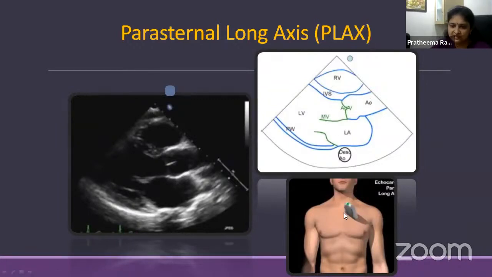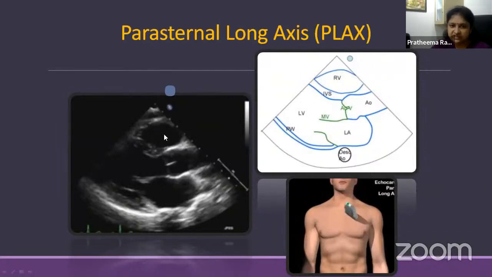This is how the probe is placed in the left parasternal region. The pointer will be pointing towards the right shoulder. This is a cardiac probe, and the cardiac probe should be properly placed over the left intercostal space. If placed with the pointer towards the right shoulder, it is going to show the parasternal long axis view. So it is very, very important.